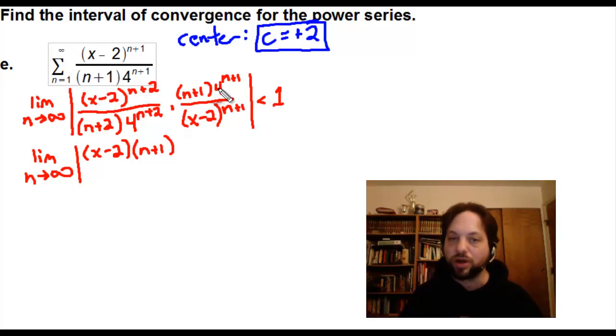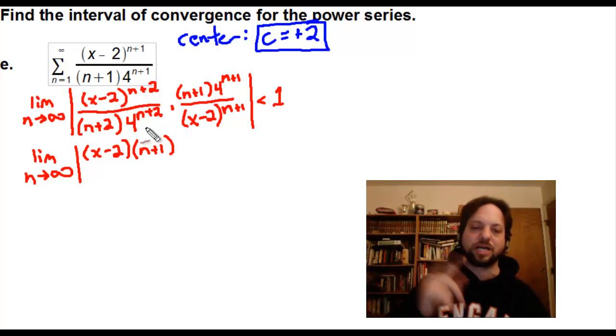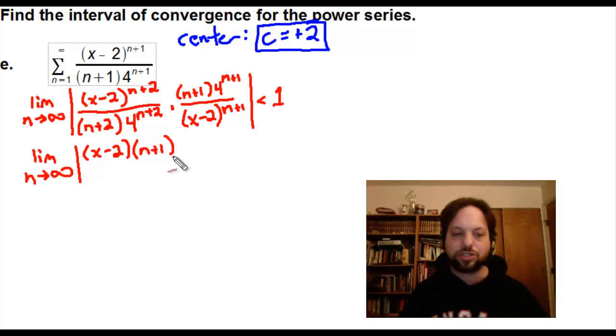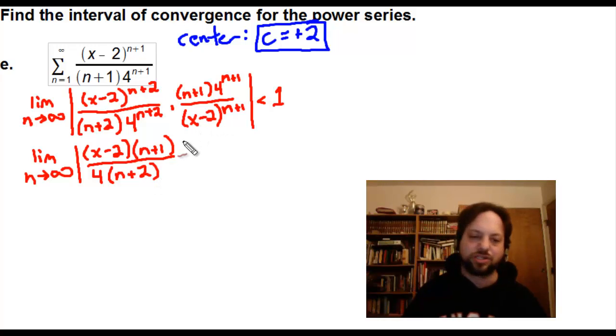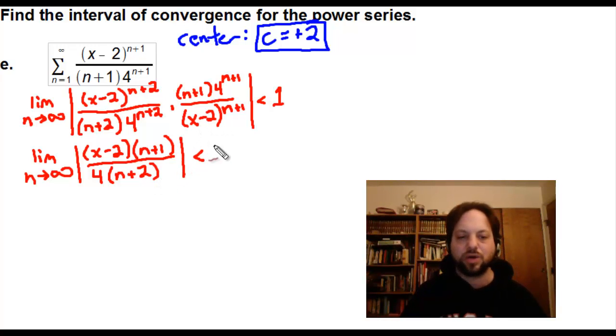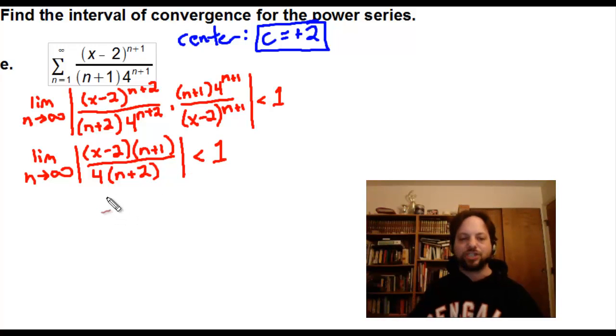And as far as my 4 goes, I have n+1 of these 4s on top, but I do have n+2 of them on the bottom. So I'll leave my 4 on the bottom here. I have my n+2 that didn't cancel with anything. And then my x-2, I already dealt with that. So here's what I get after simplification.